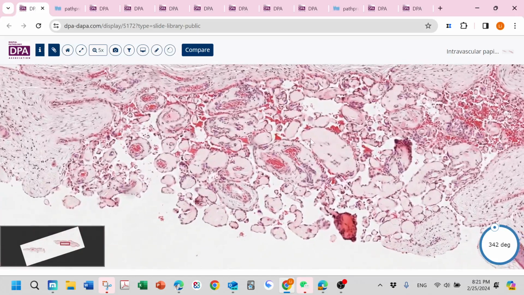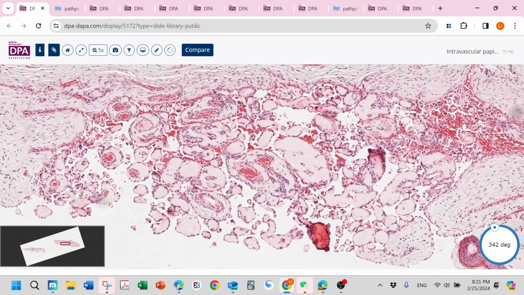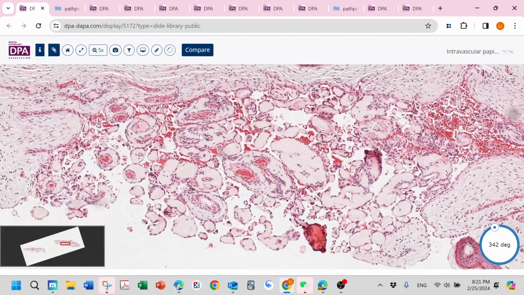High power, we see this papillary structure. We also see a lot of red blood cells. So this is just a reactive process. Intravascular papillary hyperplasia.